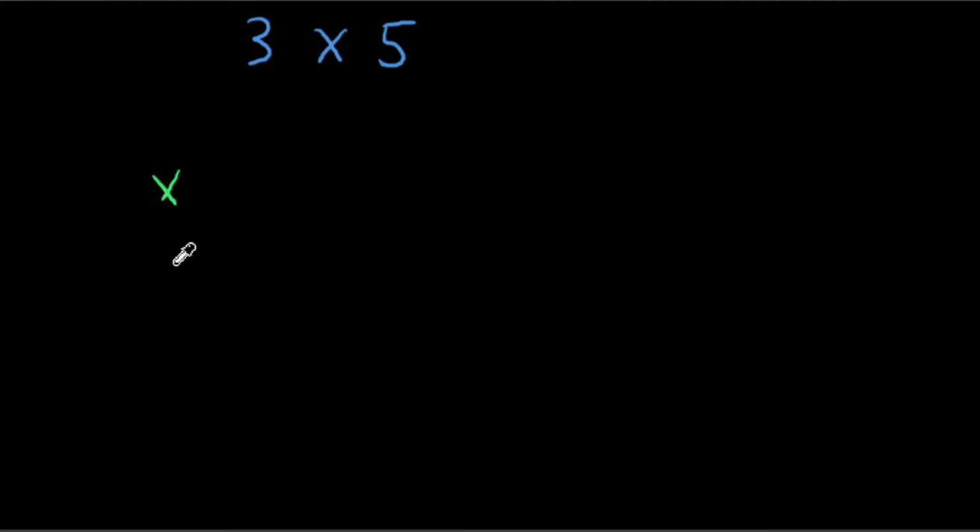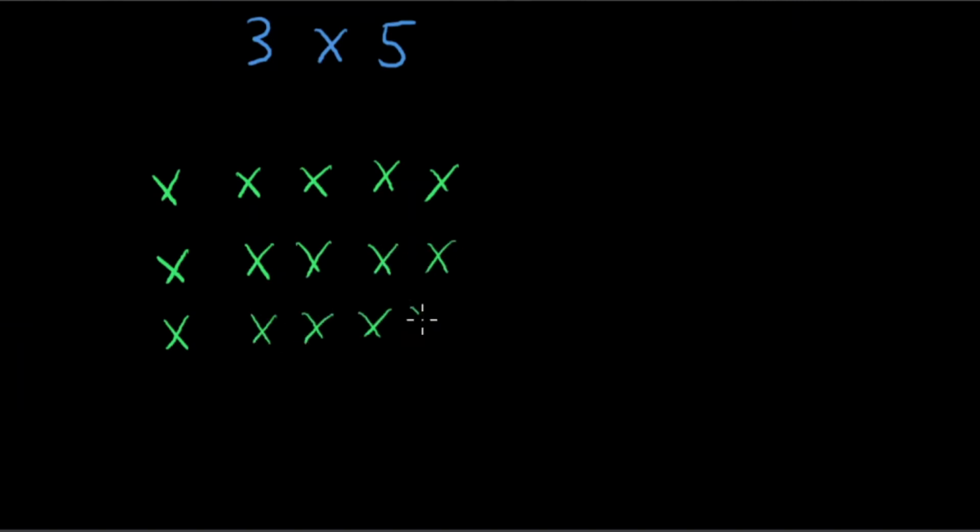Let me erase those real quick. I'm going to make 3 rows. So that's 1 row, 2 rows, 3 rows. And within each row, I need 5. So here's 3 groups, 1, 2, 3. 1 row, 2 rows, 3 rows, and within each of those rows I need 5.